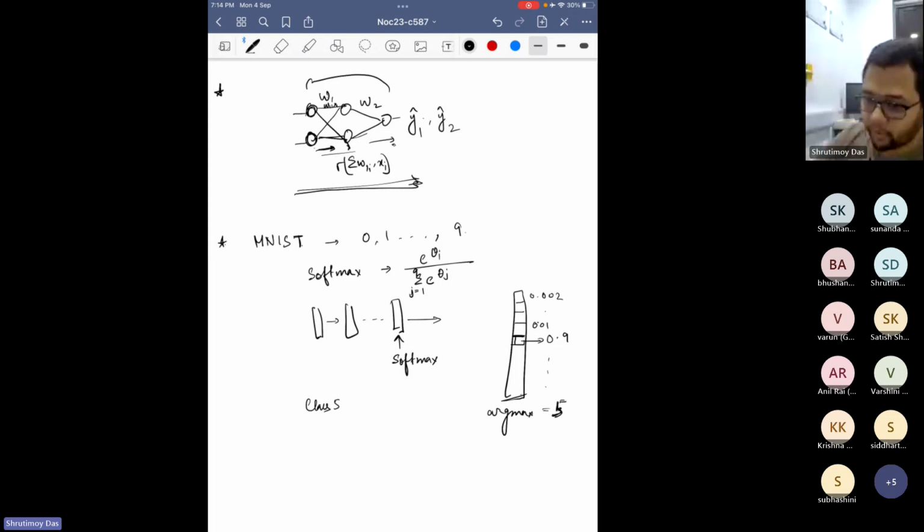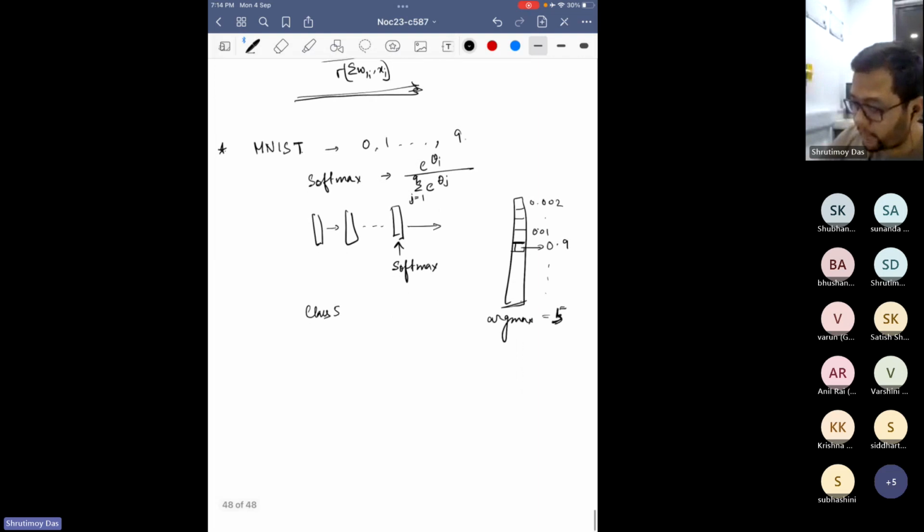This is how you handle multi-class classification in neural networks. The loss function related to this is the multi-class cross entropy loss that we covered before, used to calculate the error and do backpropagation in this example.